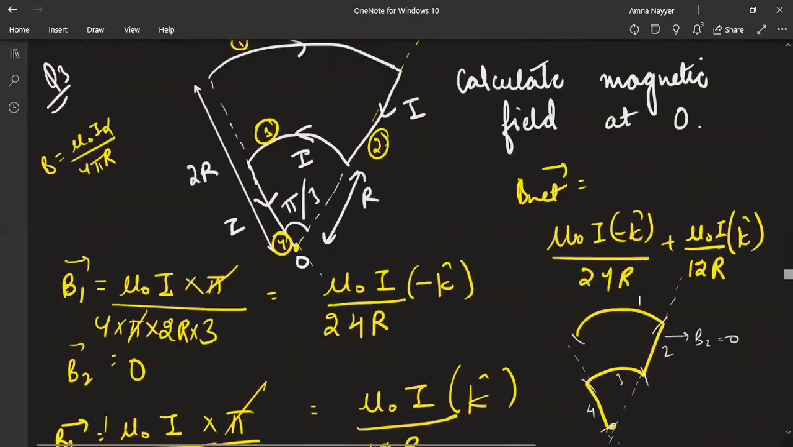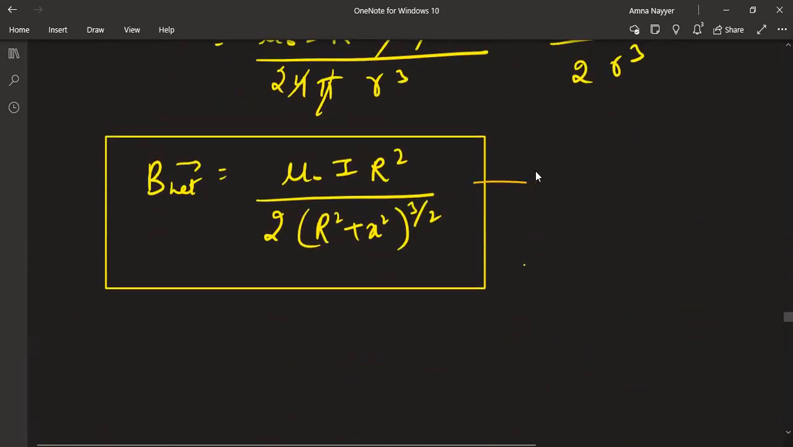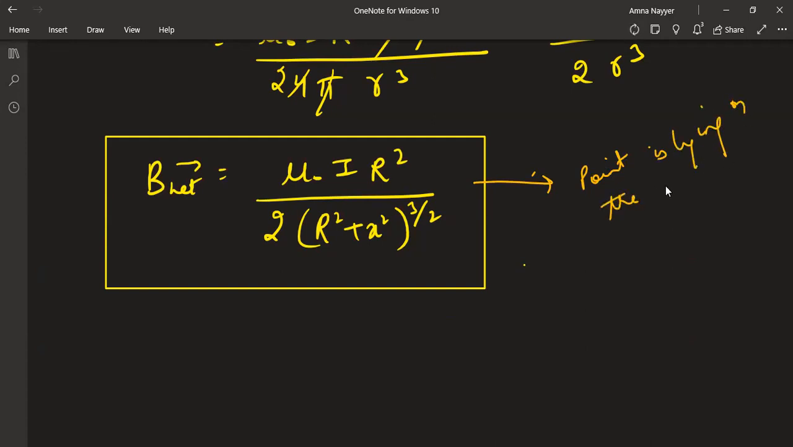Then for the circular loop axis question, if the point is lying on the axis, the field is mu naught I r square by 2, r square plus x square to the power 3 by 2. This is the formula for it.